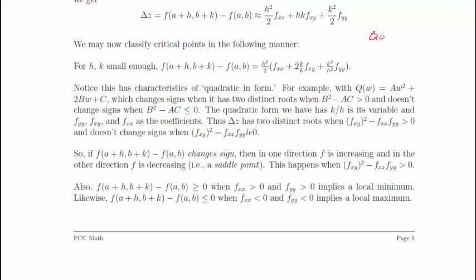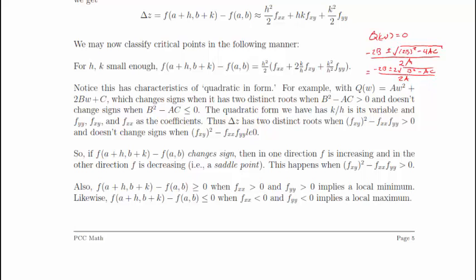If I set q of w equal to 0, this happens using the quadratic formula at negative 2b plus or minus the square root of 2b squared minus 4ac, all over 2a. And this has two solutions. So here I can factor out a 4 and then take its square root. So we get negative 2b plus or minus 2 root b squared minus ac.